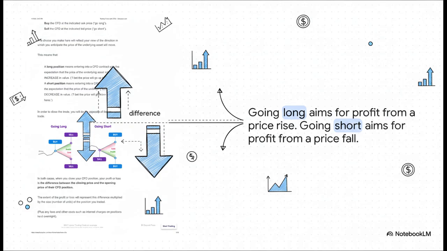And really, it doesn't matter if you're betting on a price rise or a price fall. The way it works is exactly the same. Your profit or your loss is just the difference between the price when you got in and the price when you got out. Simple as that.